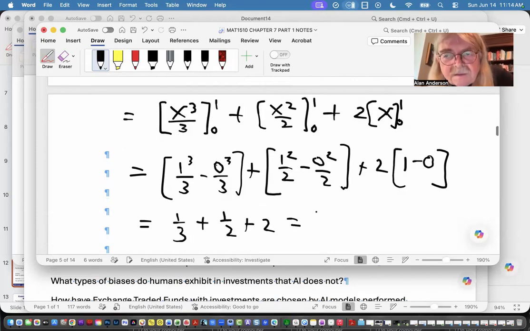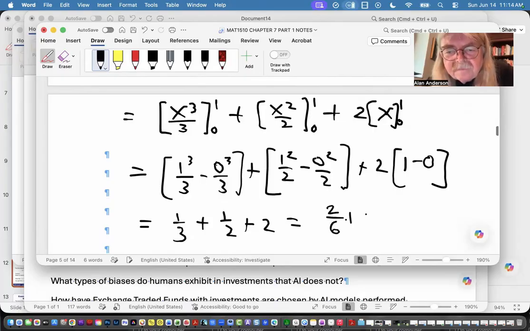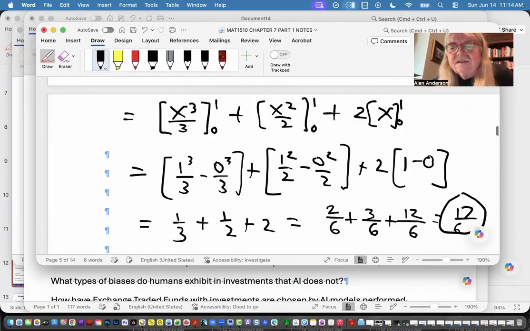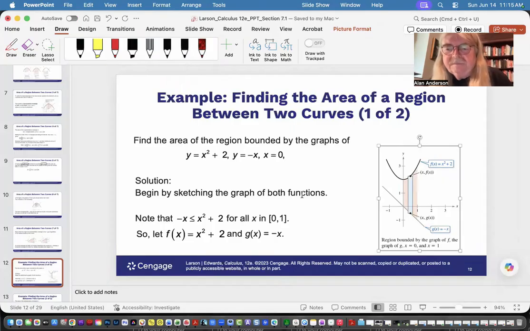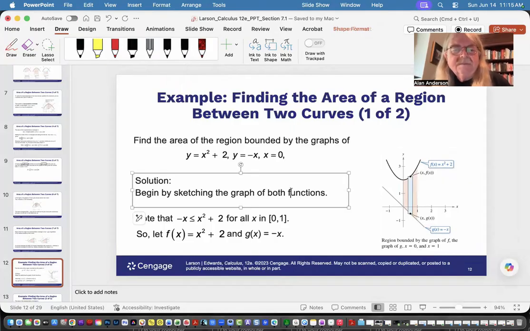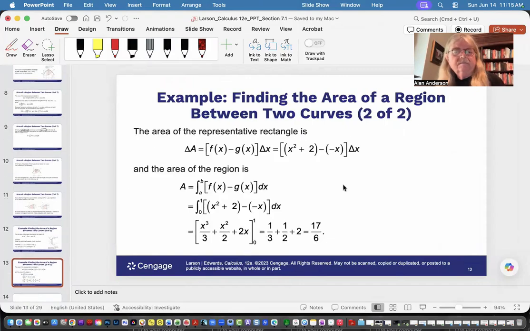So we need a common denominator. Let's choose 6. And we end up with 17 over 6. Okay, good. Beautiful. And yes, so they agree with us. It's 17 sixths.